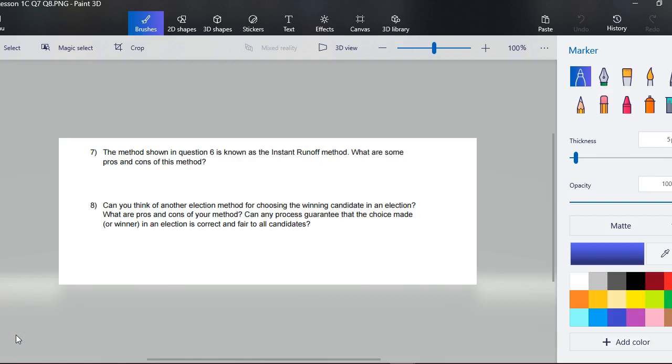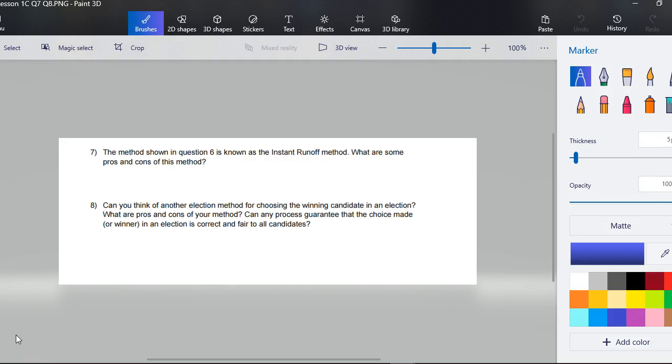We end this lesson with questions 6 and 7, asking about the method shown in question 5, known as the instant runoff, and what are some pros and cons. This is your opinion. What do you think is good about the instant runoff method, and what do you not like or think are some disadvantages of the instant runoff method?